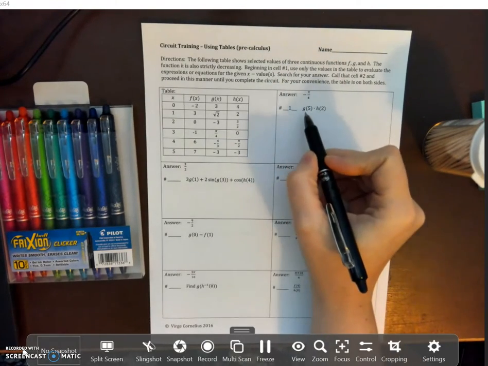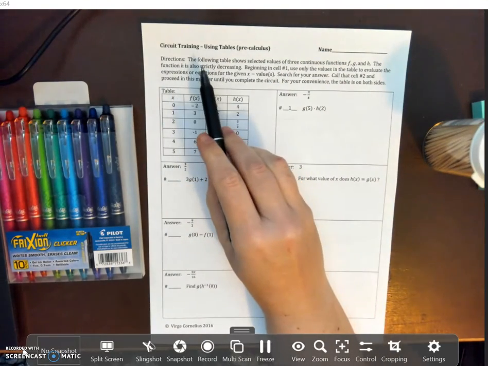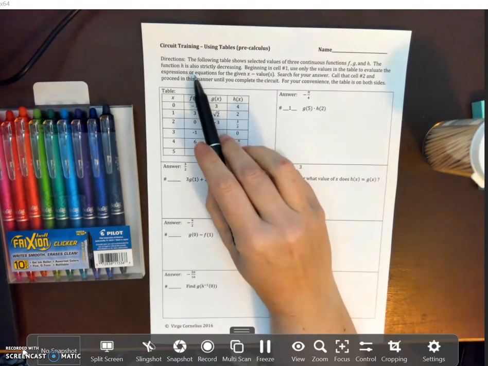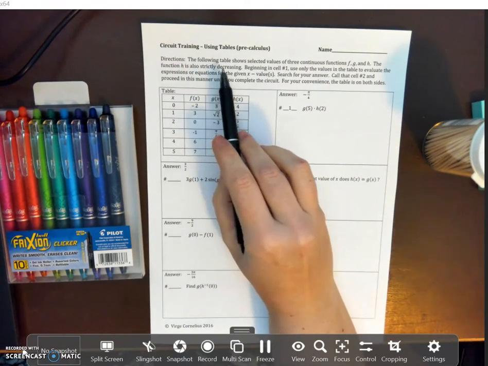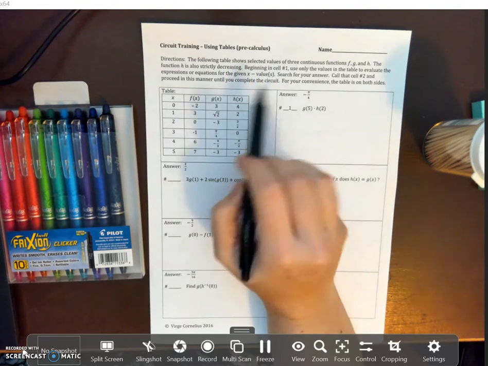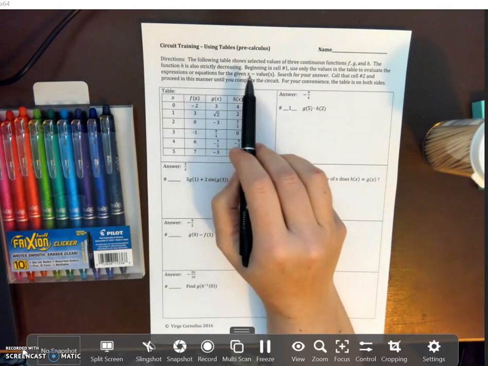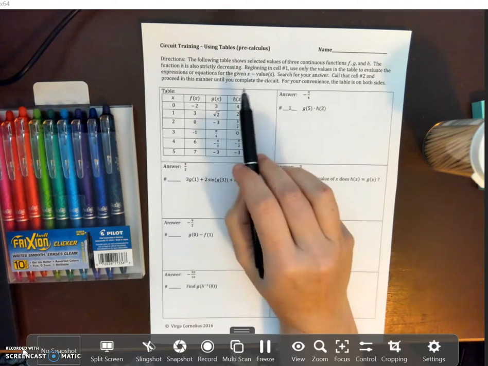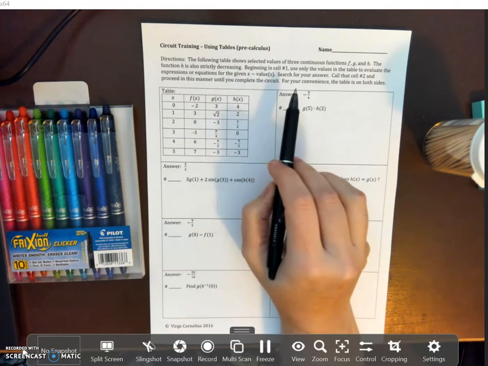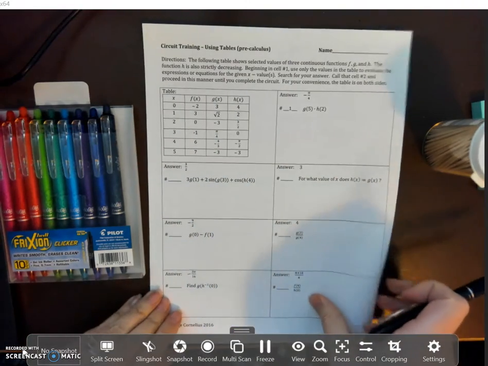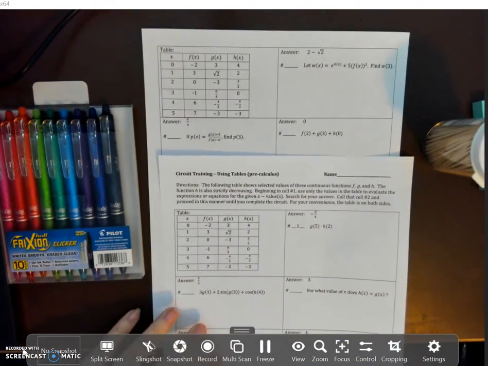problems, and complete it. The directions say: use the following table, which shows selected values of 3 continuous functions, f, g, h. The function h is also strictly decreasing, probably important for something later. Beginning in cell 1, use only the values in the table to evaluate the expressions for the given x values. Search for your answer, call that cell 2, and proceed in this manner until you complete the circuit. For your convenience, this table is on both sides. So there's the table here, and it is on the second page of the worksheet as well.